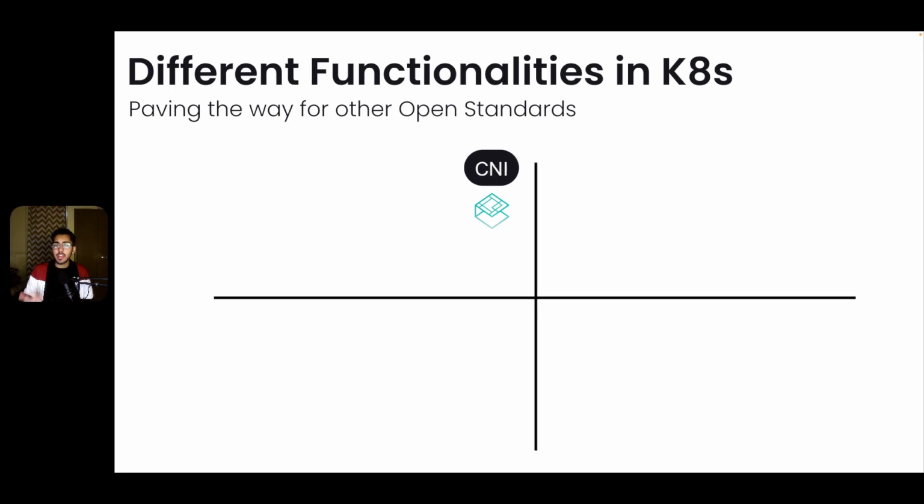The number one is the CNI, which is the container network interface. And this basically defines the protocols and rules of how the containers can communicate with each other, right? So we talked about CRI, which is the runtime interface, which defines how we can use multiple container runtimes with our Kubernetes cluster, right? The CNI defines how we can use different networking solutions with our Kubernetes cluster.